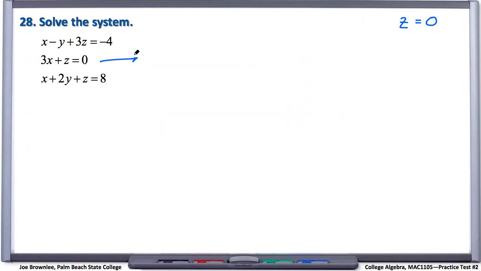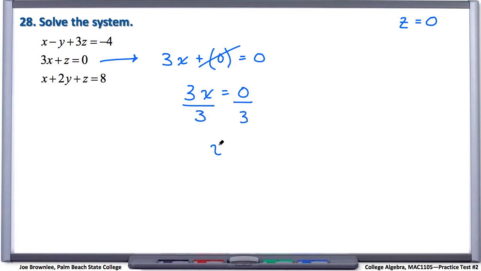And I'm going to take now equation 2, the original equation, 3x plus z equals 0. But now that we know what z is, I'm going to take this z out, and I'm going to plug in our z value, and we're saying z is 0. So instead of 3x plus z equals 0, we'll have 3x plus 0 equals 0, and we know that'll just go away, which leaves us with 3x equals 0. We want to solve for x, so let's divide by 3 on both sides, and that'll leave us with x equals 0. So x equals 0.